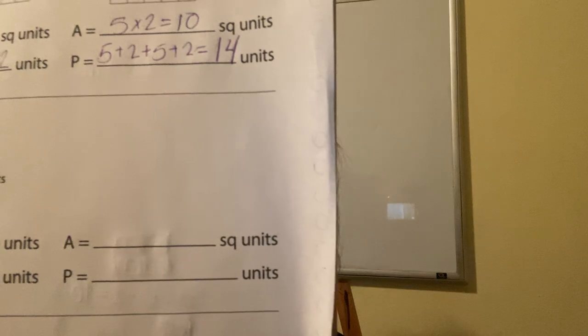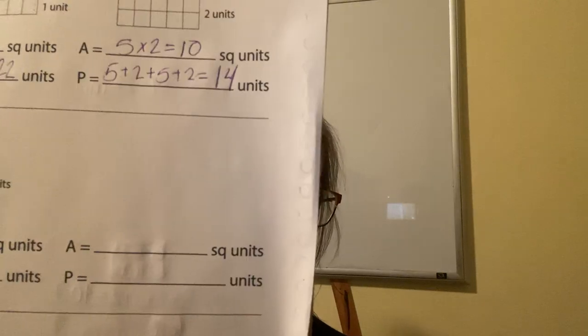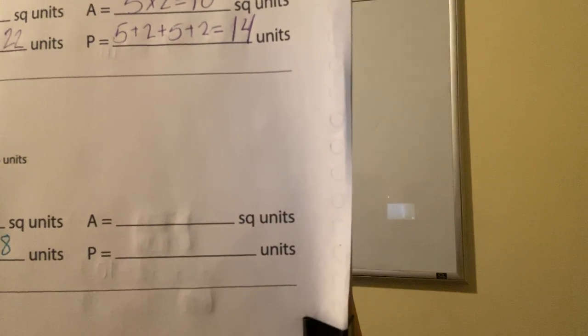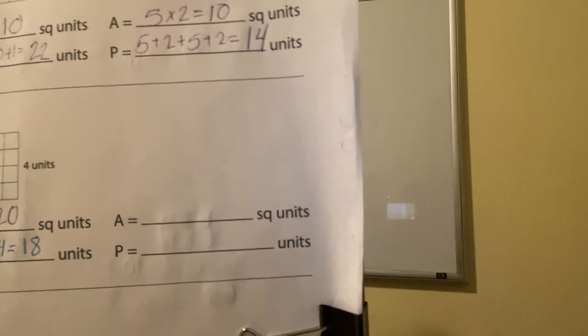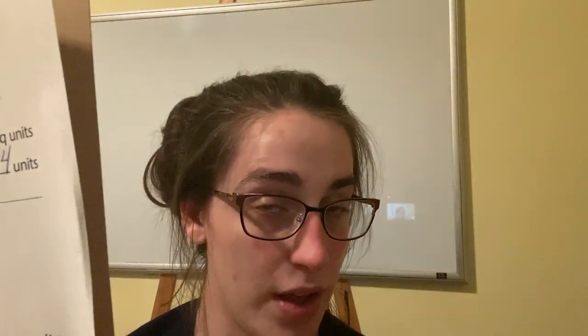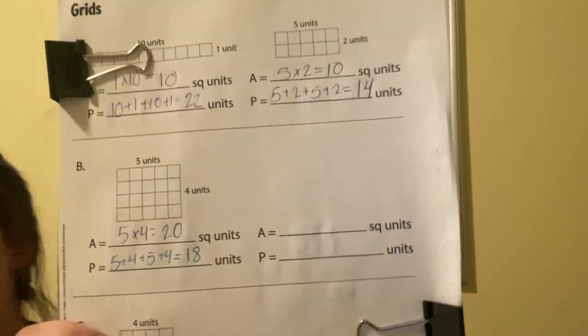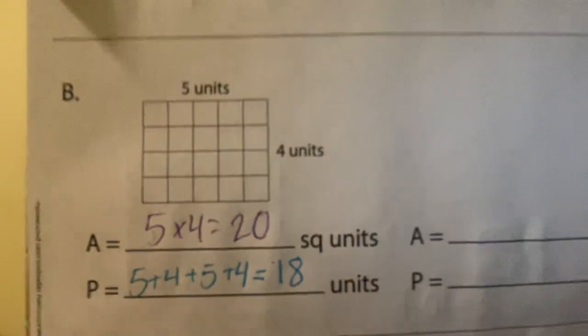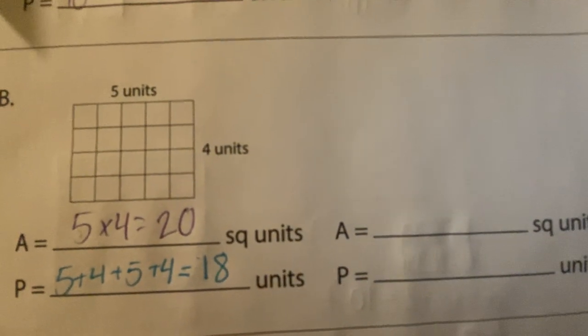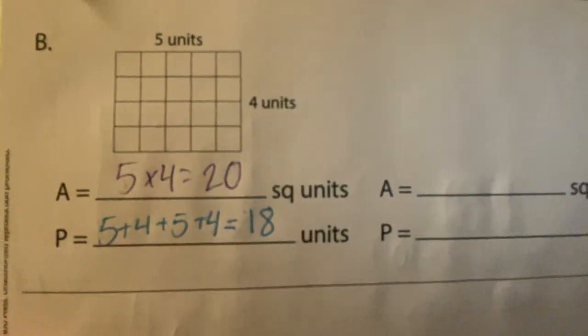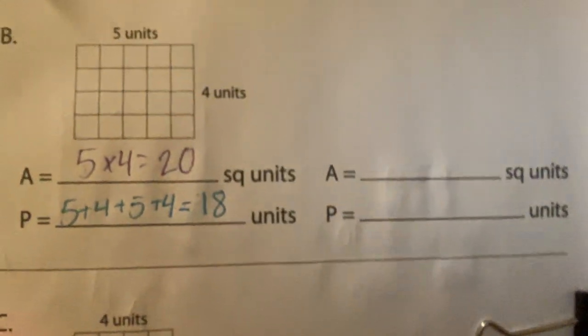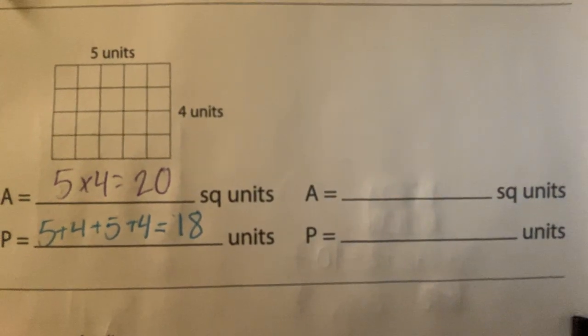What you are going to do is, in this blank space here, it's not a mess up. In this blank space here, your job is to draw another rectangle that has the same area, but different perimeter. The same area as this first shape, but a different perimeter. So what does the area need to be of your second shape? What does the area need to be if it's gonna match the first one?